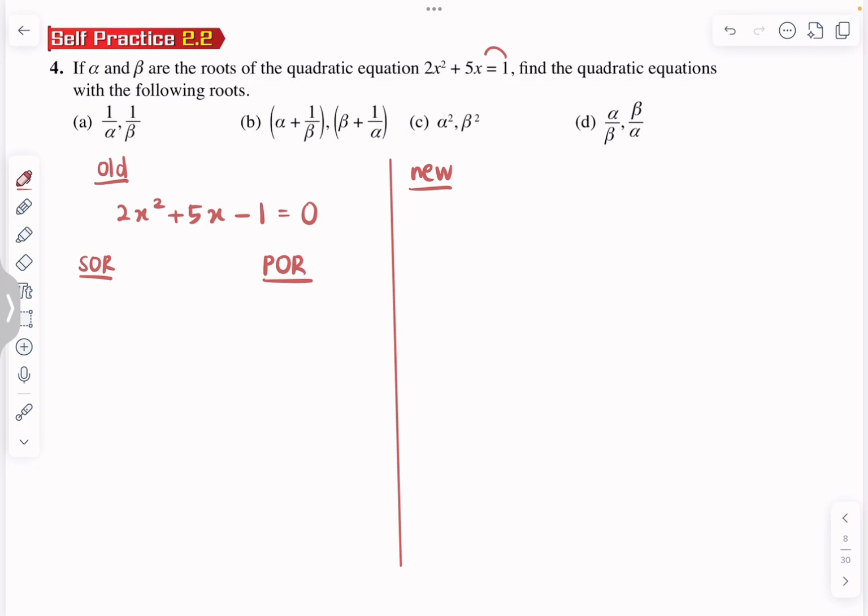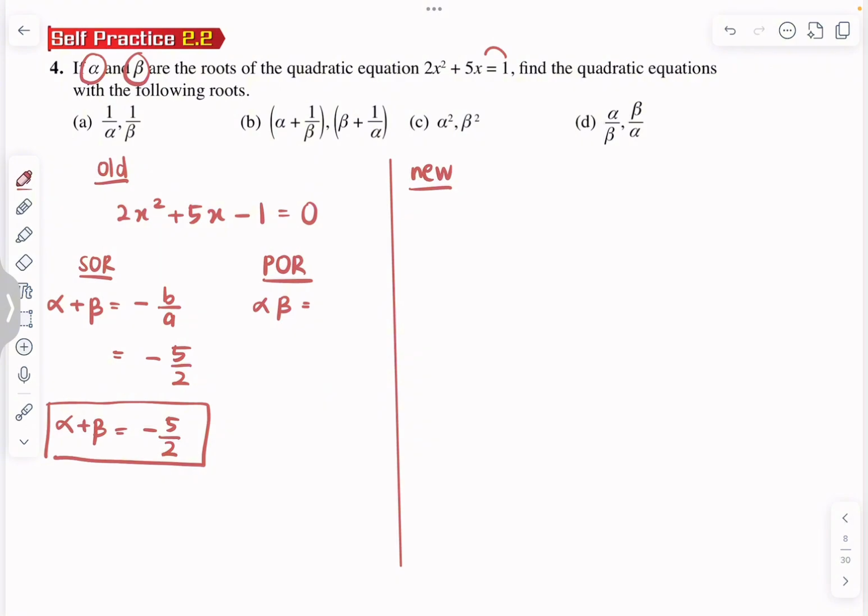They said the roots are alpha and beta. Therefore, the sum of roots will be alpha plus beta. The product will be alpha beta. The formula for the sum of roots is negative b over a. This is our b, this is our a. So negative 5 divided by 2. So we can say alpha plus beta is negative 5 over 2. And then for alpha beta, the formula is c over a. This is our c and this is our a. Therefore negative 1 over 2. So alpha beta is negative 1 over 2.